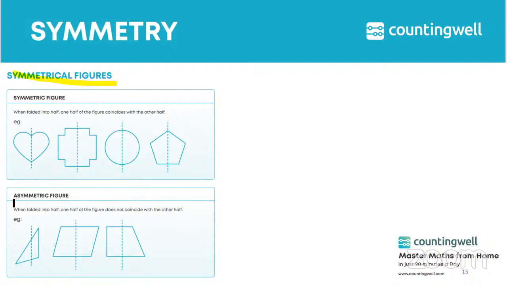Now, what is an asymmetric figure? When folded into half, one half of the figure does not coincide with the other half. So, such figures are called asymmetric figures. We find symmetry in nature as well.